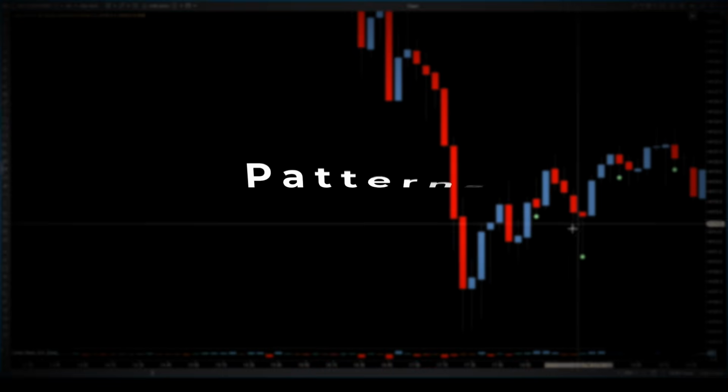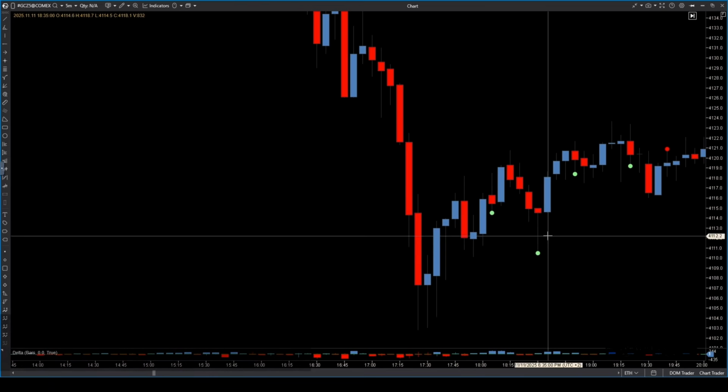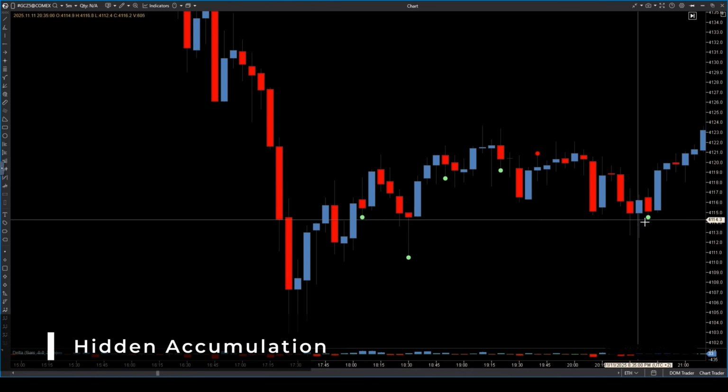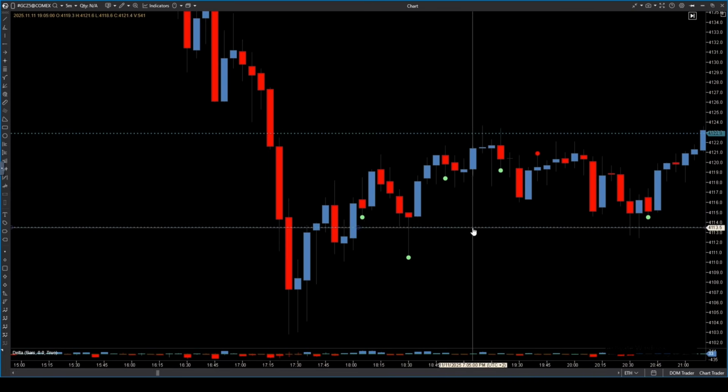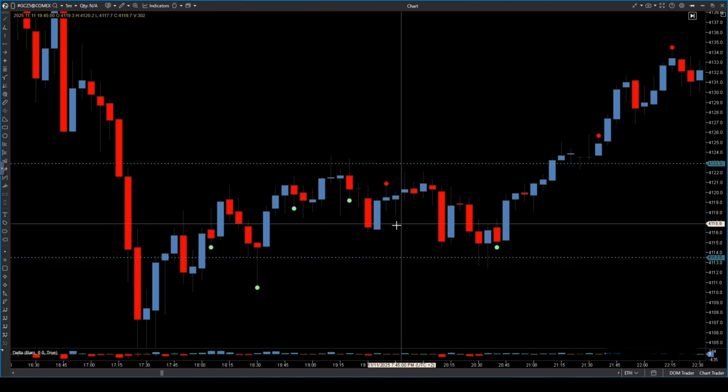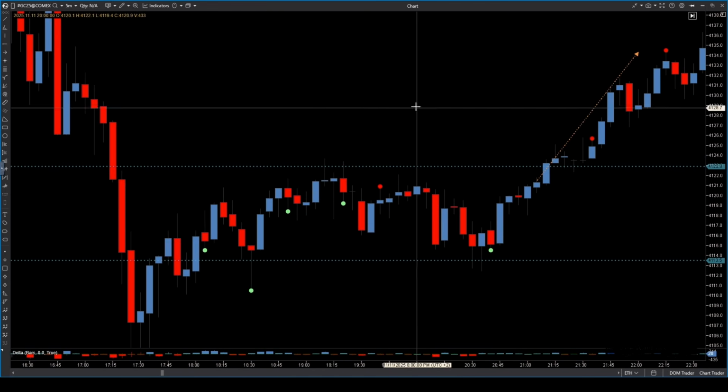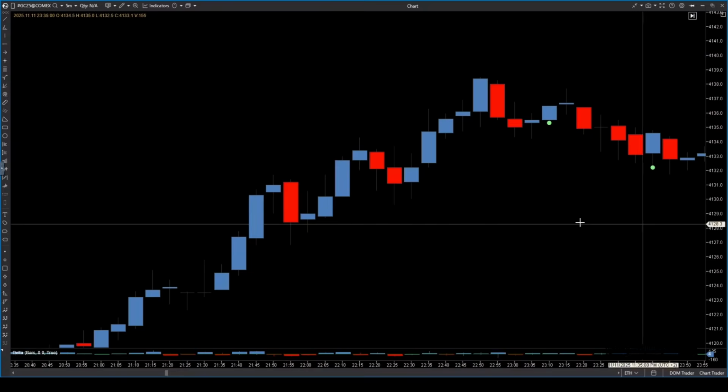A helpful reference guide for patterns. Pattern 1. Hidden accumulation. The price is moving sideways or gradually falling, green dots appear above the candles, and buyers are building up positions before a rise.